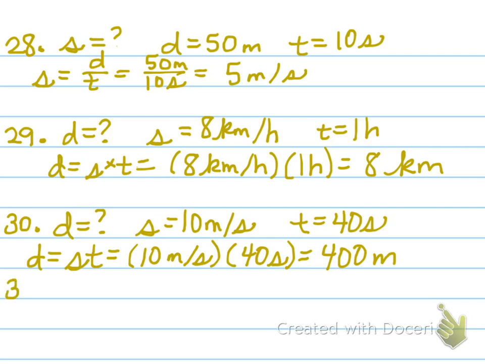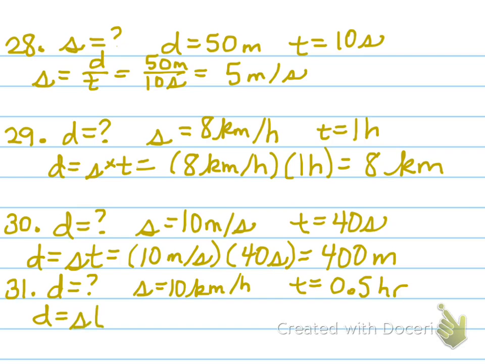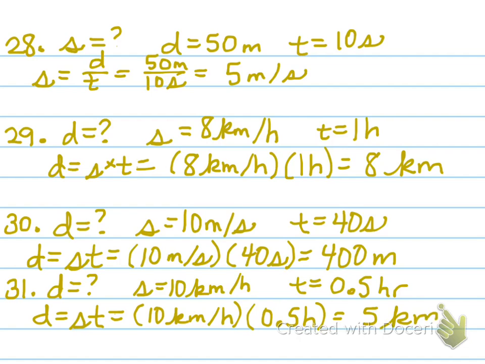Number 31. Calculate your distance in kilometers. You will travel if you maintain an average speed of 10 kilometers per hour for time equals 0.5 hours. So again, our distance is our speed times our time. Our speed is 10 kilometers per hour. Our time is 0.5 hours. So 10 times 0.5 is 5 kilometers.